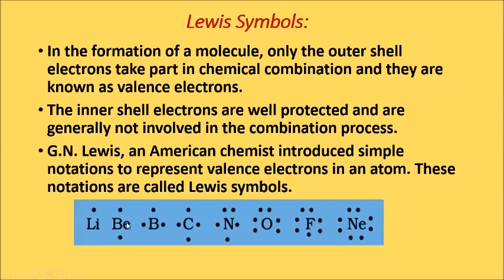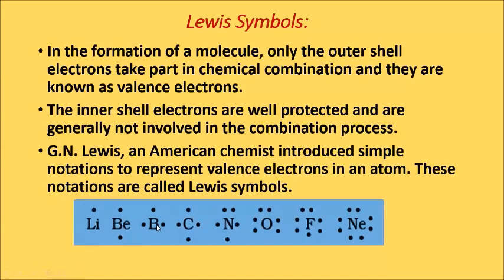Same way for beryllium, atomic number 4, so we write 2, 2: first shell 2 electrons, second shell 2 electrons. So the outermost shell has 2 electrons. First we write the beryllium symbol Be, and then the two outermost electrons are represented with two dots. This is beryllium's dot structure or Lewis symbol.